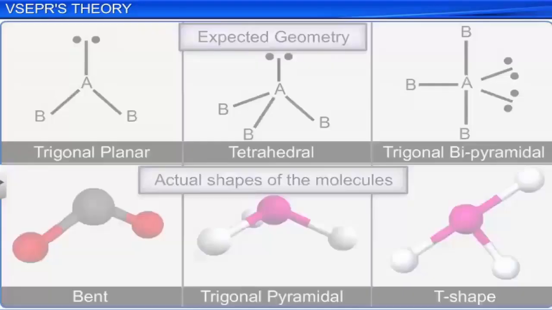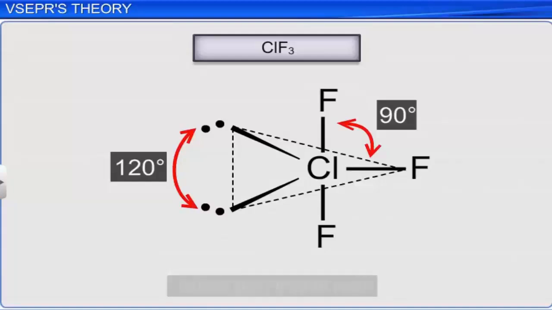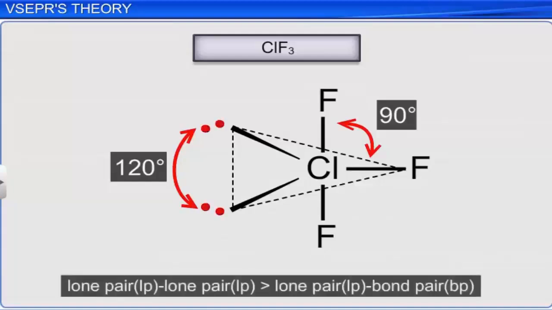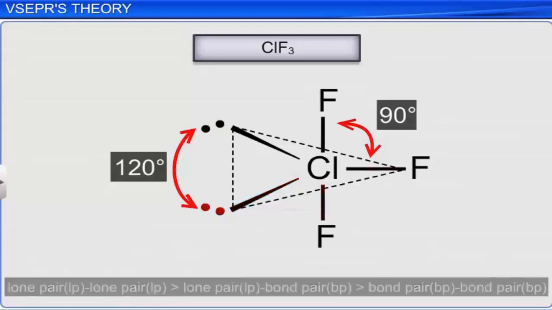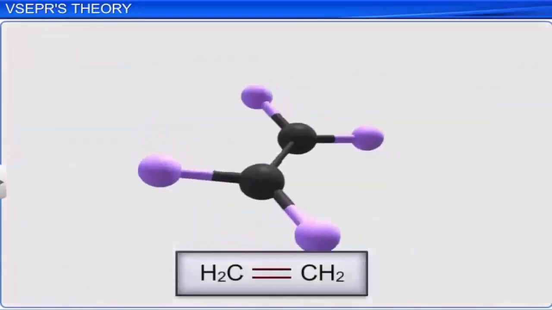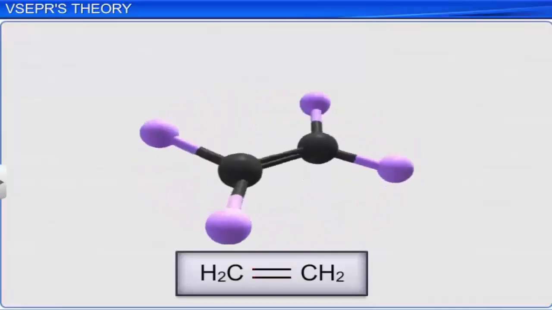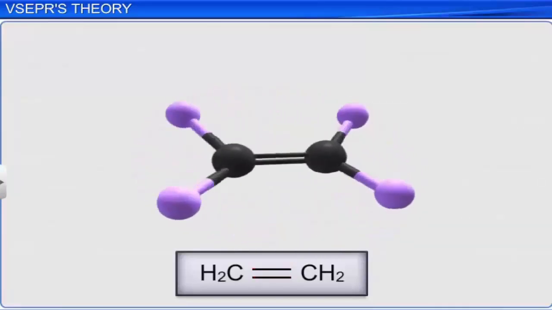In a molecule, the repulsion between lone pairs of electrons is always maximum. Thus, we can say that the repulsion between 2 lone pairs of electrons is more than that of a lone pair-bond pair, which is greater than that of 2 bonded pairs. Assume a multiple bond to be a single electron pair. Therefore, the presence of multiple bonds will not affect the shape of a molecule.